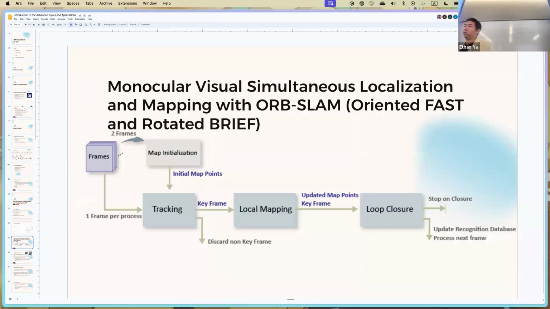For monocular visual SLAM, we're going to use something called ORB SLAM. This is oriented FAST and rotated BRIEF, and I'll go into more detail about what FAST and BRIEF are. The general workflow is that we use a couple of frames to first initialize our map, and then we do tracking and local mapping. Tracking and local mapping is a repeated process where we track where we are, then create a map based off that, and match it to our old map. Another important part about ORB SLAM and all SLAM in general is that you have to do loop closure.